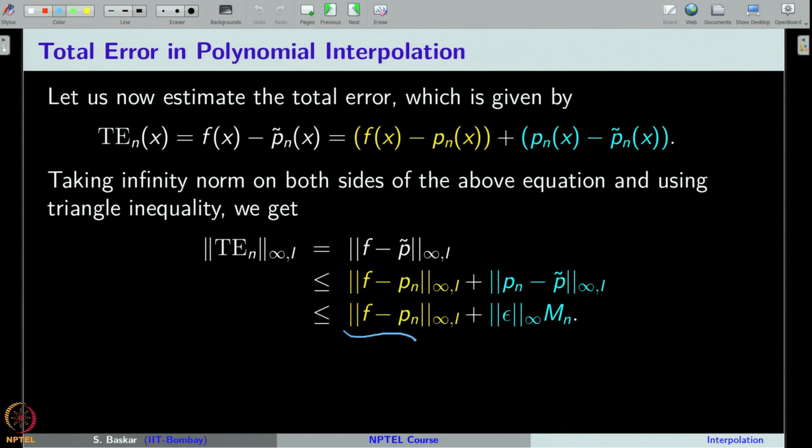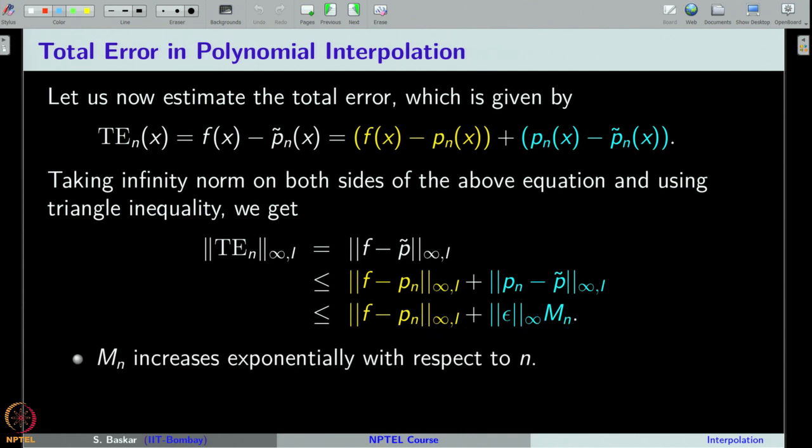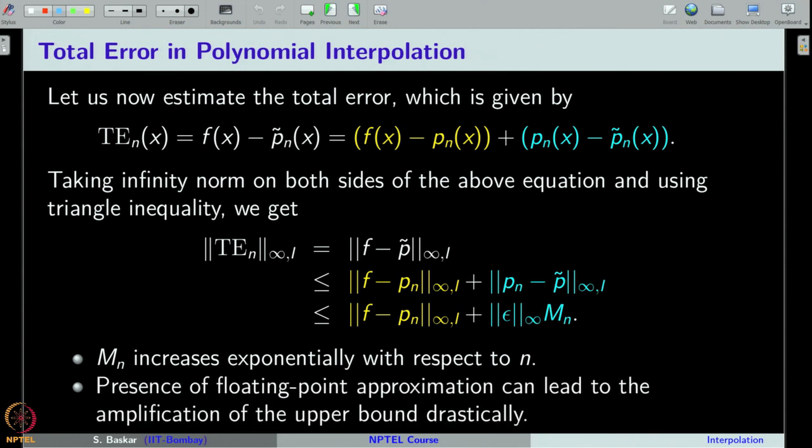Now, we have a way to estimate this. Let us not get into that. But in this lecture, we have seen that the arithmetic error can be dominated by this term, where this quantity is actually a badly behaving quantity, in the sense that as n increases, this Mn grows exponentially. And that shows that even the total error can also grow exponentially.